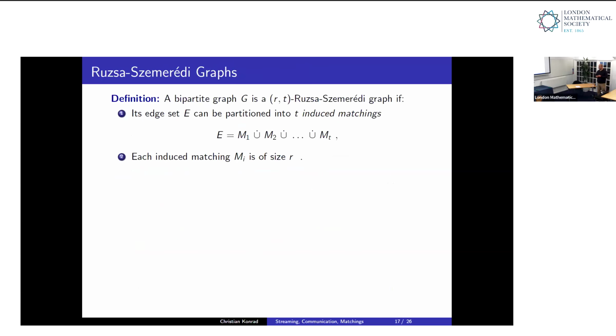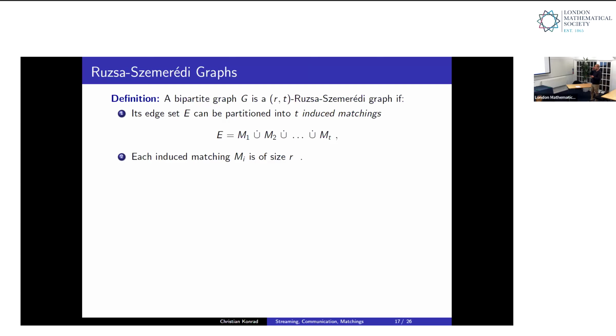Okay, so these results in general rely on objects from combinatorics called Ruzsa-Szemerédi graphs, and I want to introduce those a little bit. So here's a definition. Suppose we have a bipartite graph, then we say that this graph is a Ruzsa-Szemerédi graph parameterized by R and T.